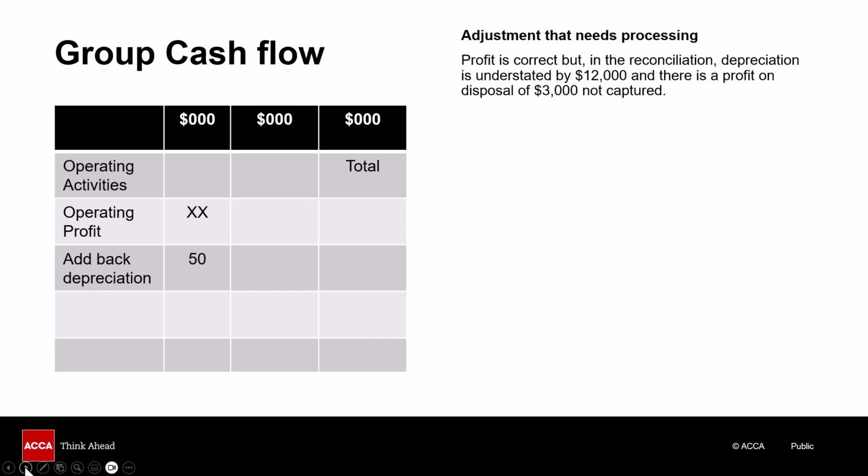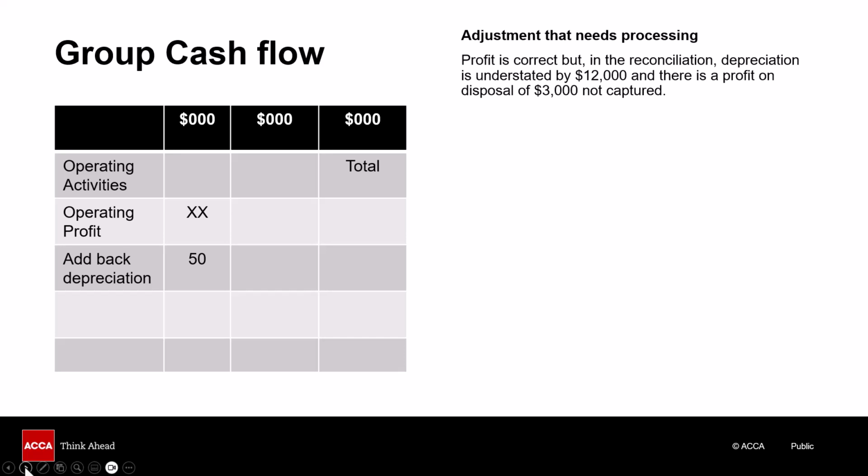Cash flow. Question 1, pre-populated spreadsheet, group accounts. Could be a balance sheet, could be a P&L, or could be a cash flow. Now the adjustments that need correcting here are in the reconciliation of operating activities: depreciation is too small by 12, and there's a profit on the disposal of an asset which hasn't been captured.